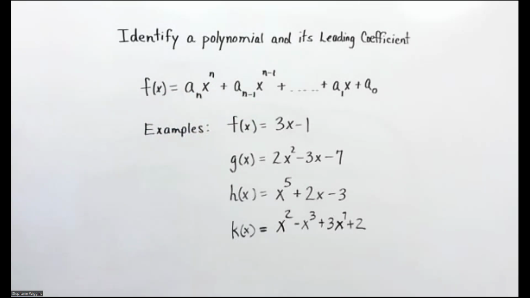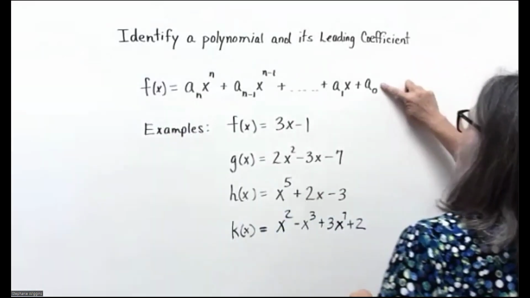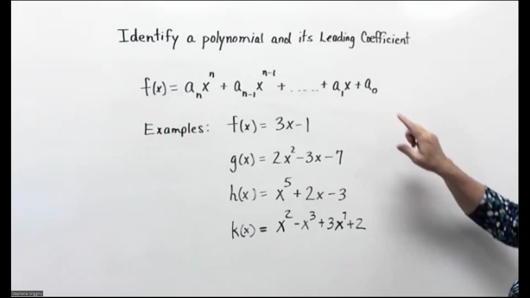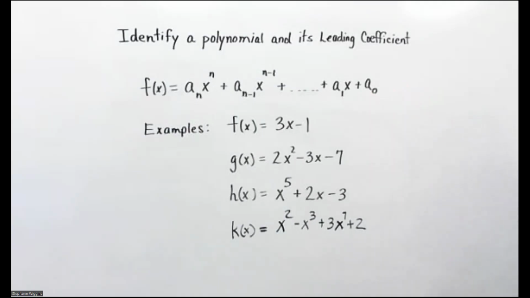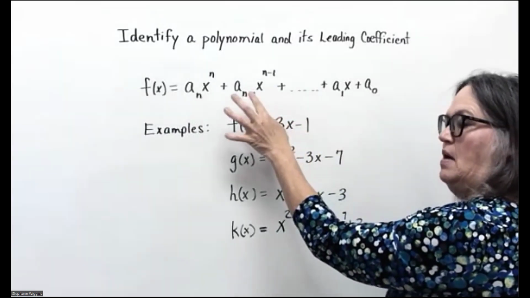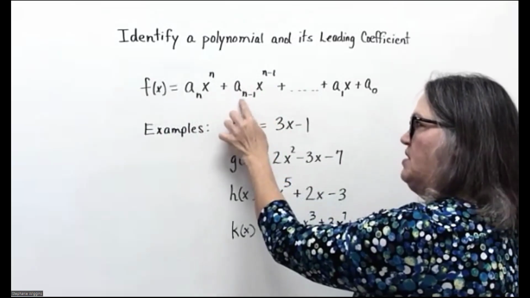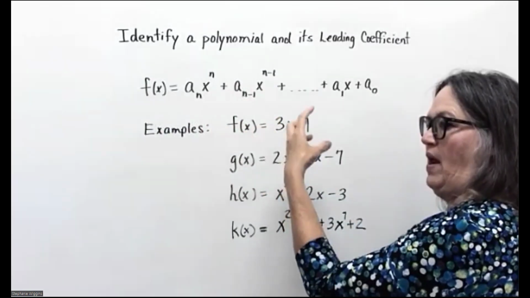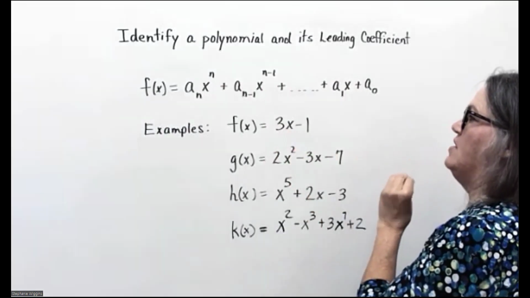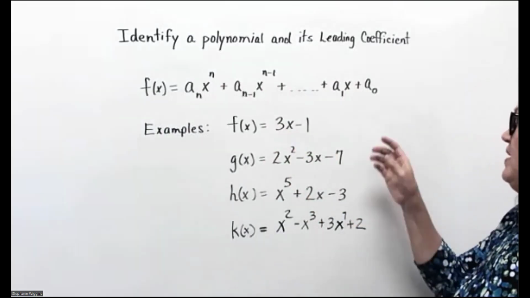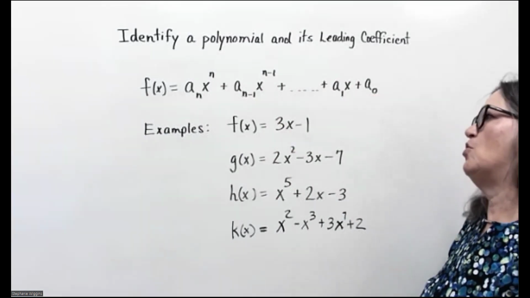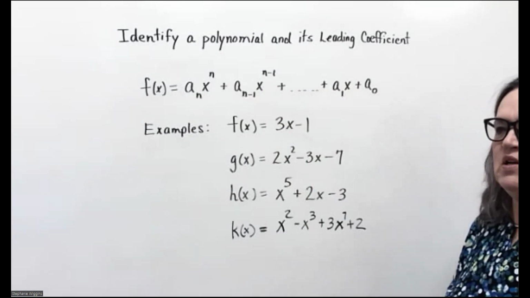on down the line. A0, notice, is not multiplied by x or anything, so it's just a constant standing alone. And these coefficients in front can be 0. So you don't have to have all the powers of x. Main thing is you can only have powers of x or a constant, and you can't have x in a denominator or under a radical. That would not be a polynomial.